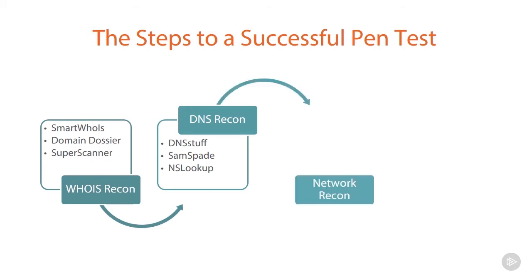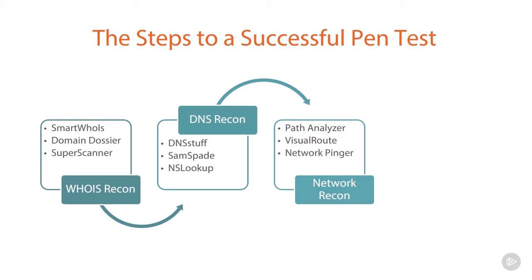My next step would be then to perform a network recon. Now, these types of tools, such as Path Analyzer, which shows us the path that a packet takes, as well as Visual Route and Network Pinger, allow me to find out other information about the target network, which helps me to draw a better diagram of what I'm dealing with.